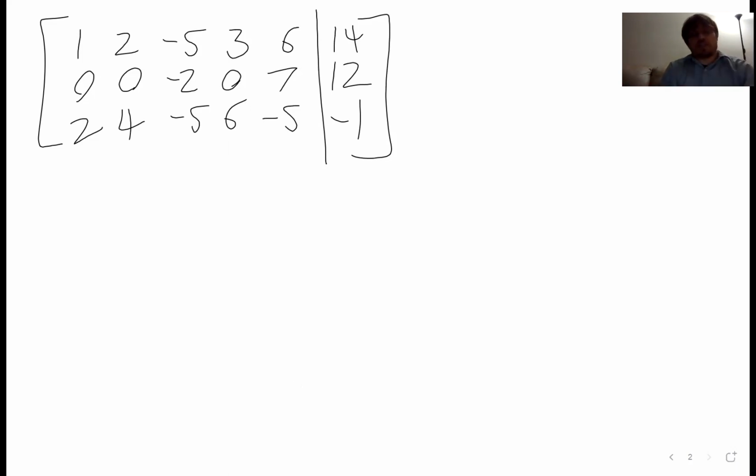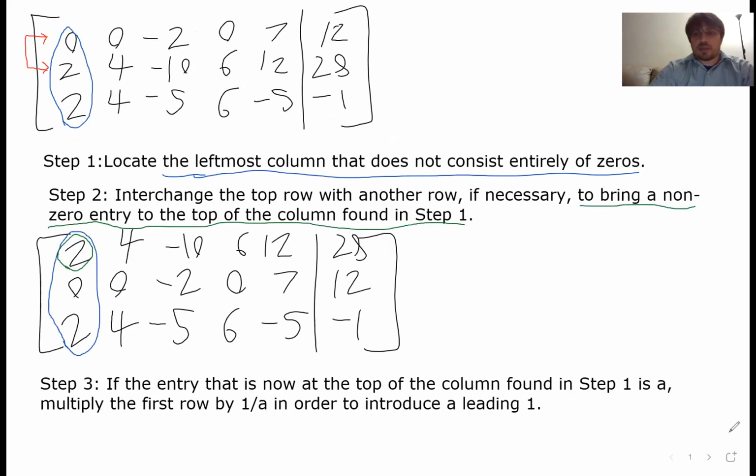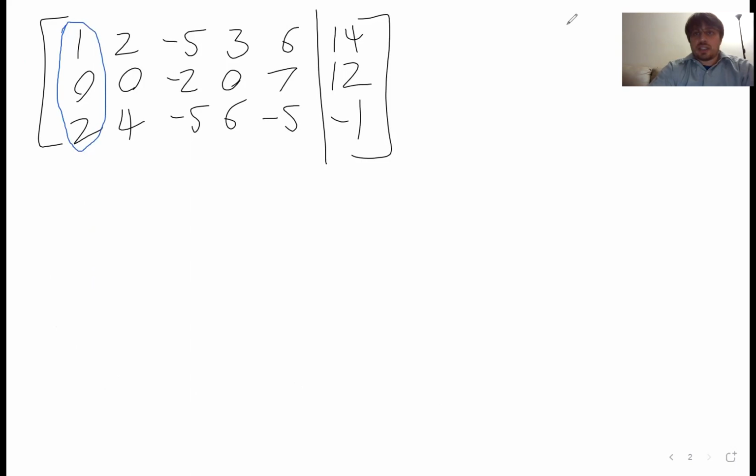Okay, so I multiplied the first row by 1/2. And so now we have this matrix. This was the leftmost non-zero column from before that we located, and this was the top entry, which was a 2. Now it's a 1. So now we have the topmost entry in the leftmost non-zero column as a 1 in the first 3 steps. And so now let's do step 4.